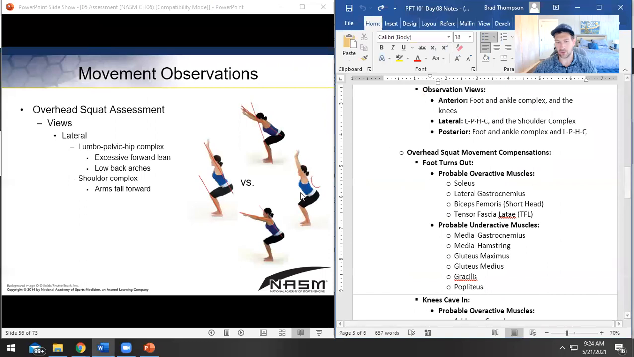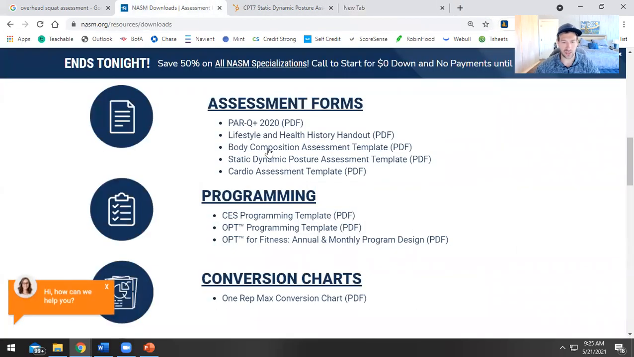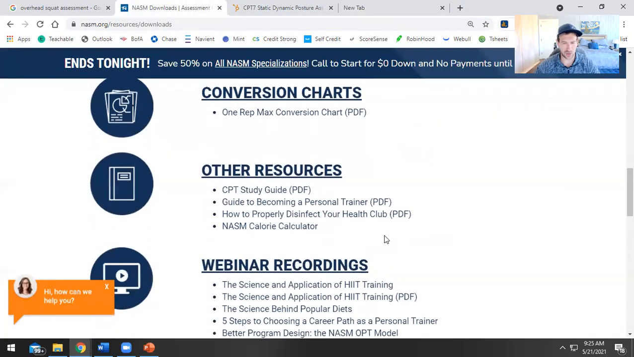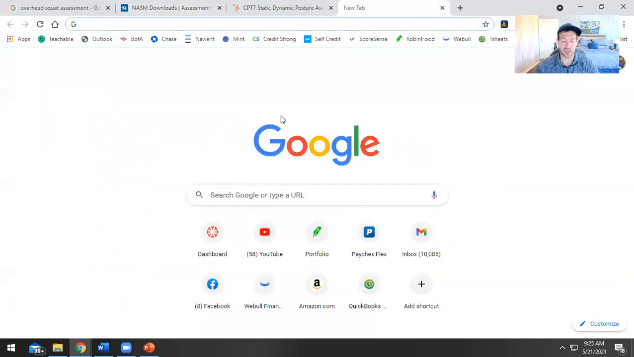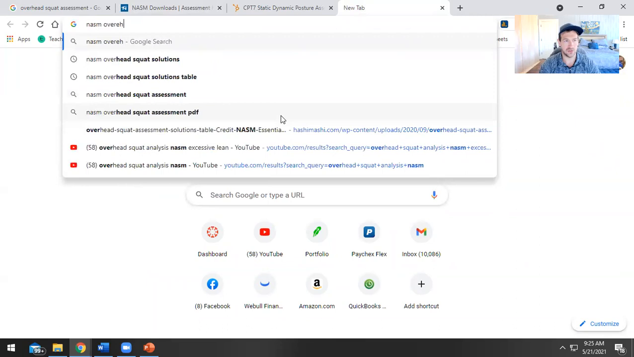in two spots, right? We're going to pay attention to the lumbopelvic hip complex, where we look to see, is it arching or is it leaning forward? And then we're also going to look at the shoulder complex to see if the arms are falling, right? So you can see excessive forward lean, yes or no, low back arch, yes or no, arms fall forward, yes or no. And then you would do a posterior view as well, which they don't have on here. But let's see here, NASM overhead.